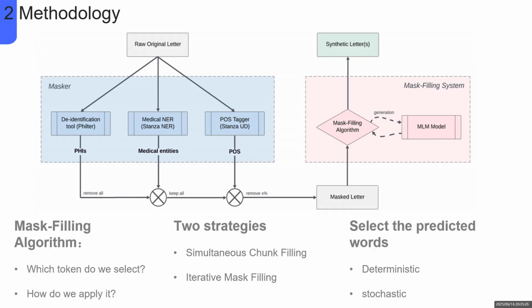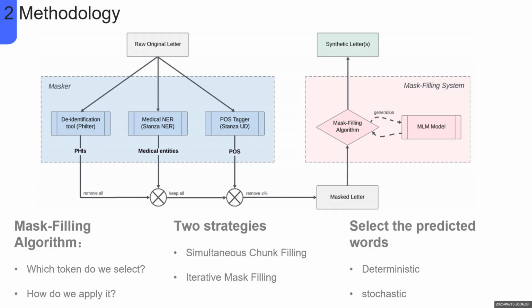For the mask filling algorithm, we ask two questions: which token do we select, and how do we apply it? We explore two strategies: simultaneous mask filling, where all the masked tokens in the chunk are predicted at once by the model, and iterative mask filling, where tokens are filled one by one, with the context updated after each prediction. This improves contextual consistency and output diversity, though it's a bit more time-consuming.